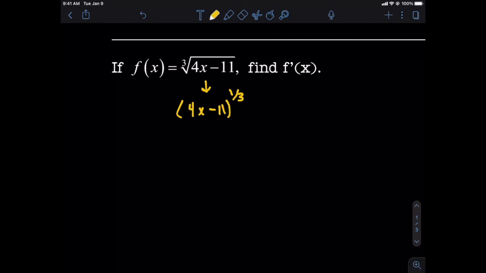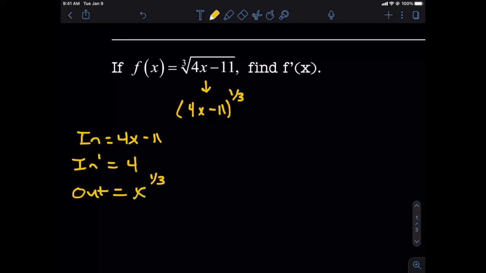We have our inside function of 4x minus 11 inside the parentheses, much more obvious now, and the derivative of this is just going to equal the derivative of 4x, or 4. Our outside function is going to take away the 4x minus 11, and we are left with x to the 1/3. Taking the derivative here, out prime is going to be, this is a power rule again, 1/3 x to the 1/3 minus 1 is negative 2/3.